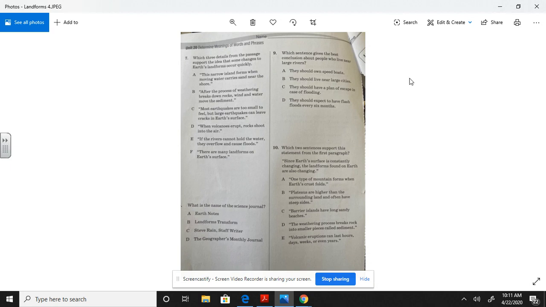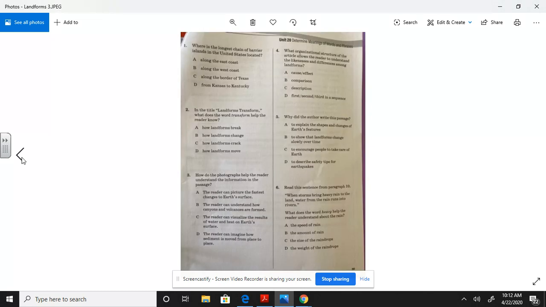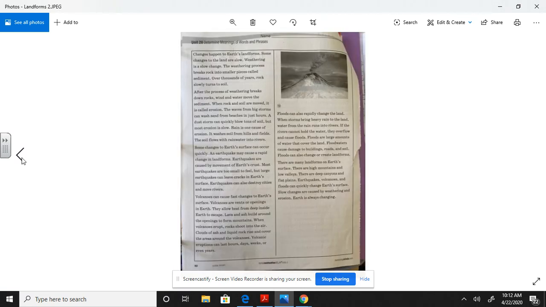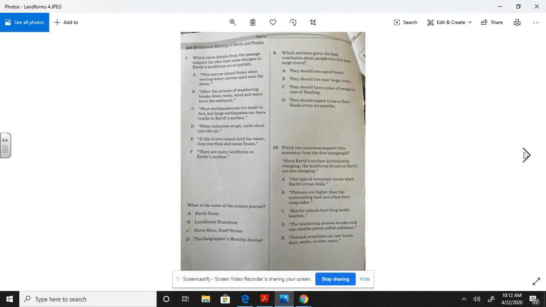Number 9, which sentence gives the best conclusion about people who live near large rivers? Conclusion is what you should highlight. And we're talking about the people that live near large rivers. So when I go back to the article, I find the paragraph that talks about rivers. Oh, right here. Floods also rapidly changed the land. When storms bring heavy rains to land, water from the rain runs into rivers. Rivers, here we go. If the rivers cannot hold the water, they overflow and cause floods. Floods can change or create landforms. So if I lived near a river and there was a flood, I would need to have a plan of escape in case of flooding, which would be C.